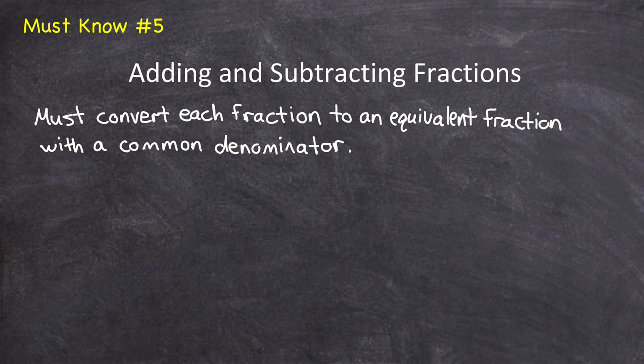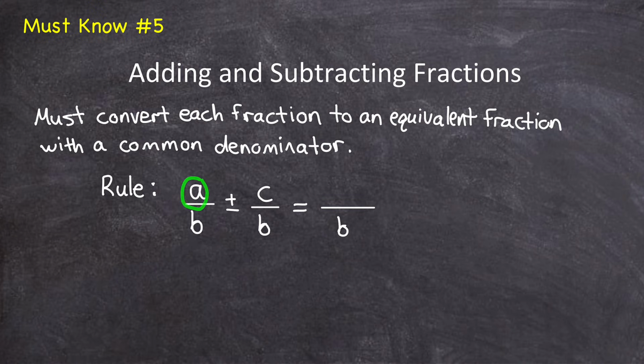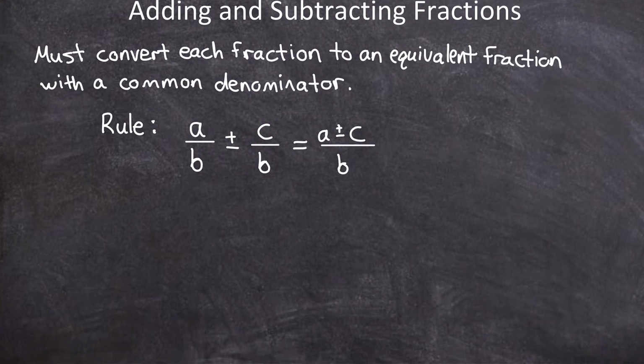And then once you've done that, the rule for adding or subtracting fractions with a common denominator would be that if you have the fraction a over b plus or minus the fraction c over b, notice these fractions have the same denominator, the denominators are both b, the sum or difference would be equal to a single fraction where you keep that common denominator of b, and then you add or subtract the numerators. So you'd have a plus or minus c. So let me show you how that rule works with a couple examples.